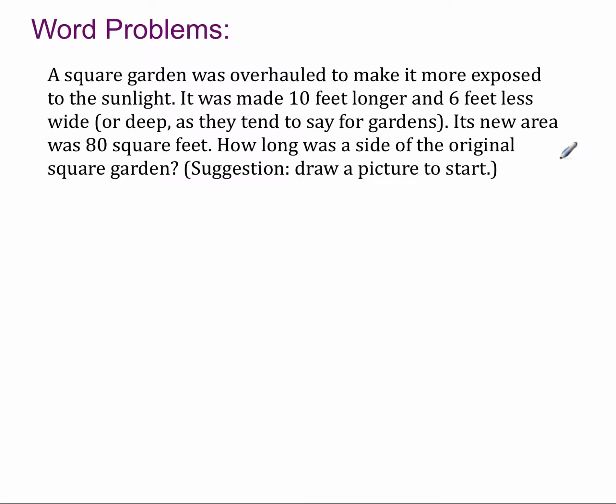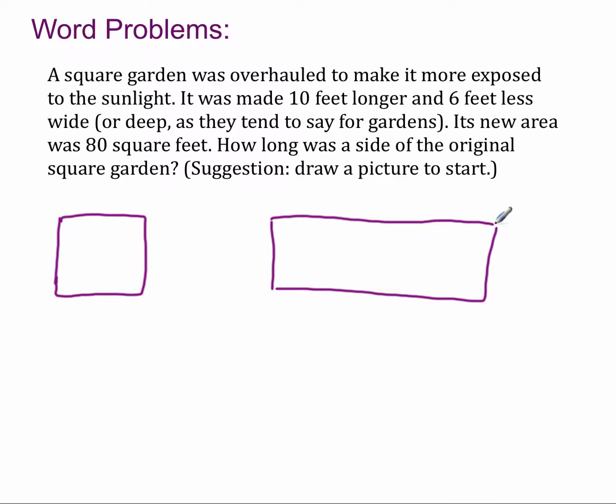So it looks like we need to have two pictures. We need to have the original garden, which was a square, and I'll do my best, not drawn to scale. And then I'm going to make my new garden, which is 10 feet longer and 6 feet less wide. Again, not drawn to scale. So the new area was 80 square feet. Okay, I'll put an 80 in here.